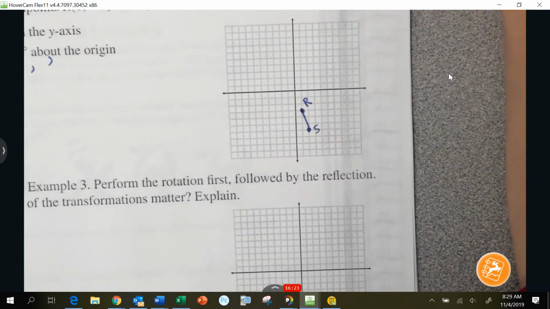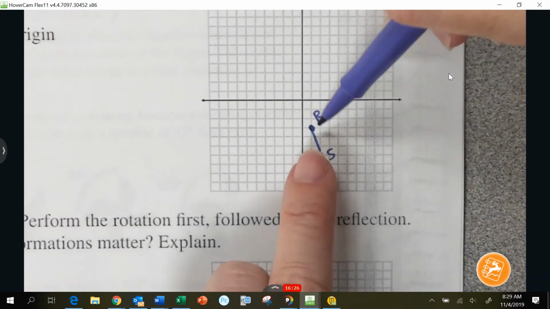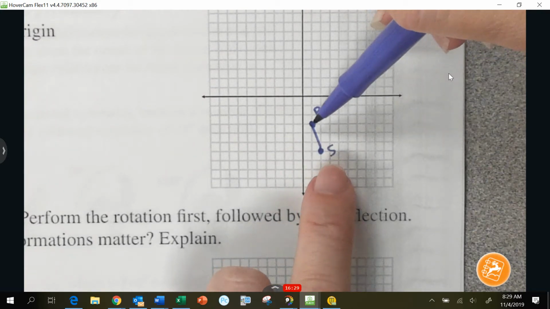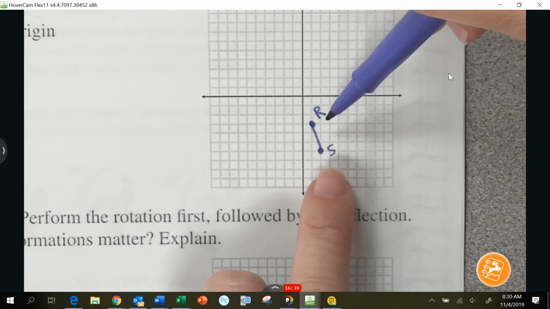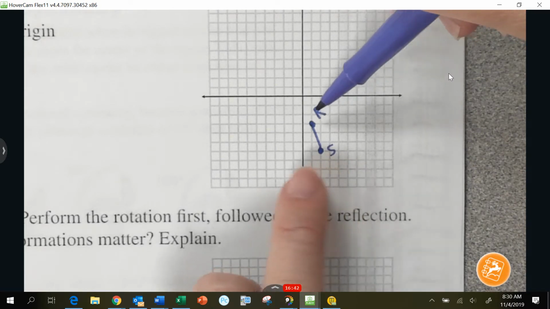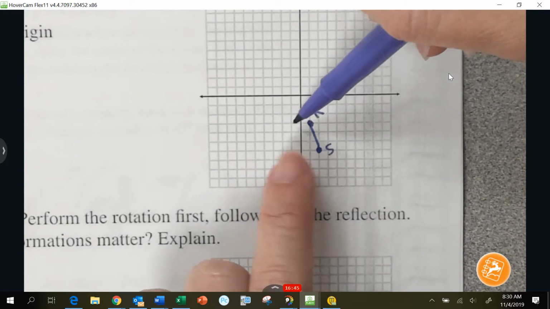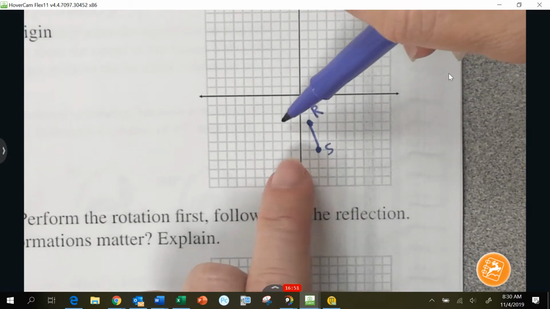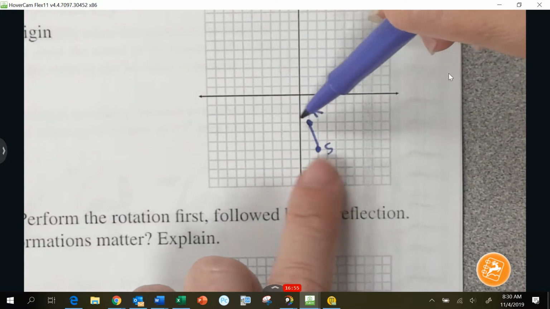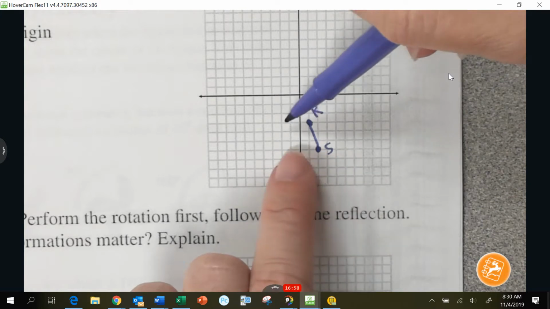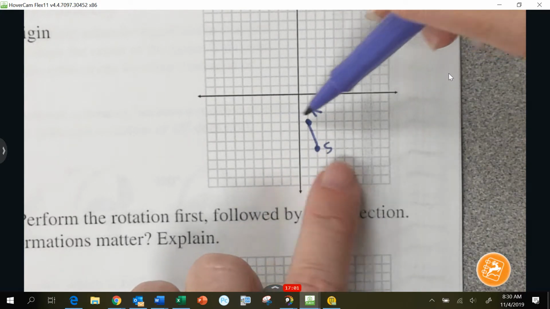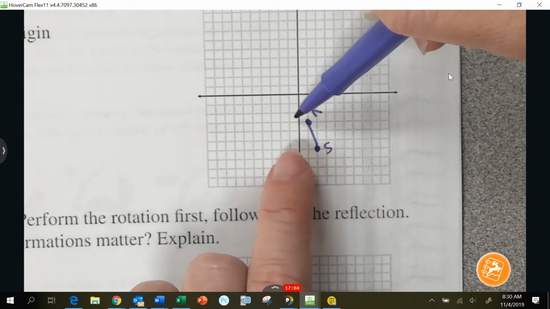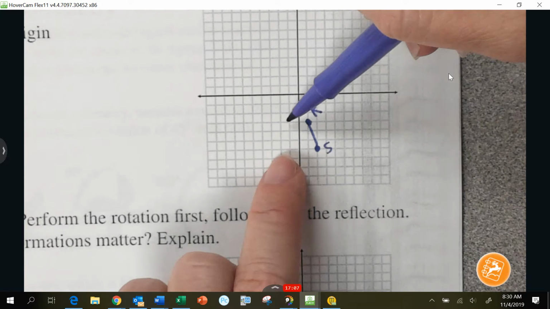If I'm reflecting in the y-axis, from RS here, where's RS going to go? David, where's RS going to go? Sure. Third one, yeah. It's going to go over to the third one. So what of the two coordinates is going to change? Will the x's change or the y's change? The x's change, because even though I say I'm reflecting in the y-axis, that's moving horizontally. So my x values change. They go from positive to negative.